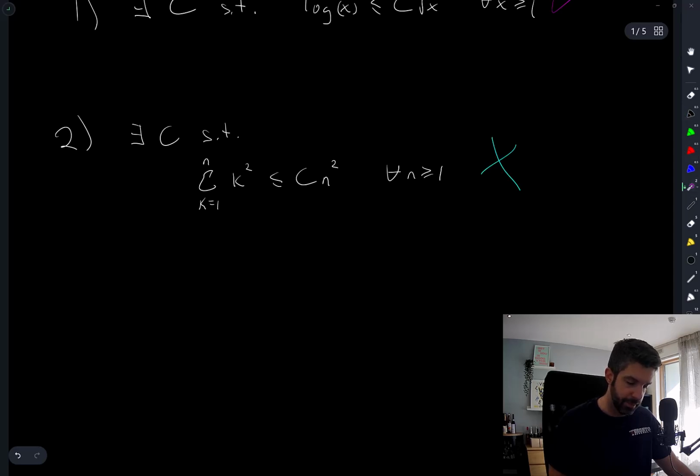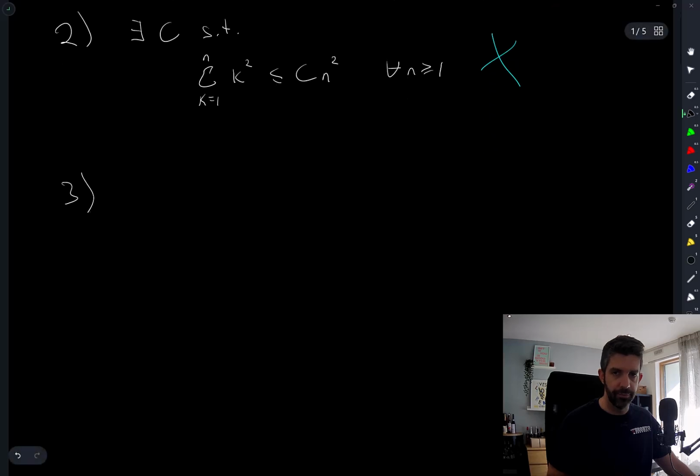Typically, if you add up consecutive integers, that grows quadratically. If you add up consecutive squares, that grows cubically. If you add up consecutive cubes, that grows as a 4th power. So it's good to know that.